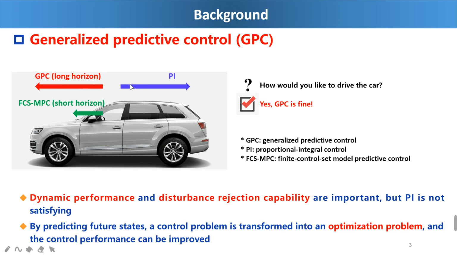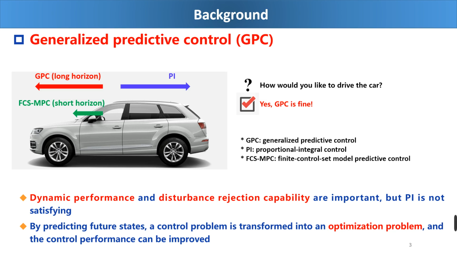So the difference is that if you want to drive this car, if you use PI, you are just always looking back because the PI is based on the past error of the control, and the FCS MPC is looking forward, but the prediction horizon is very short, which means that you can only see very short distance ahead. And the GPC, it has long prediction horizon.